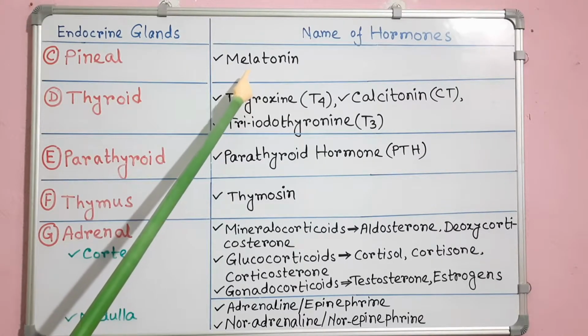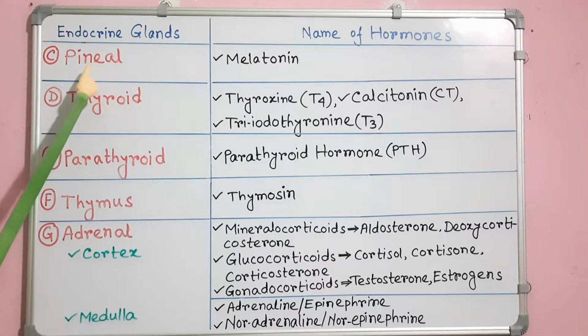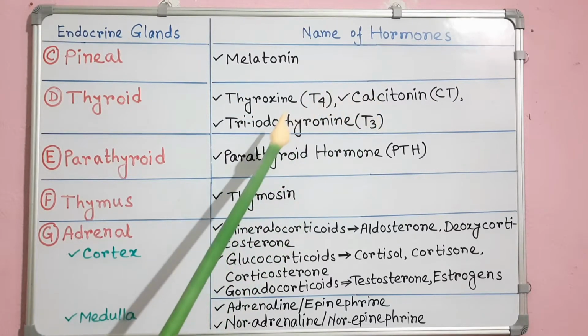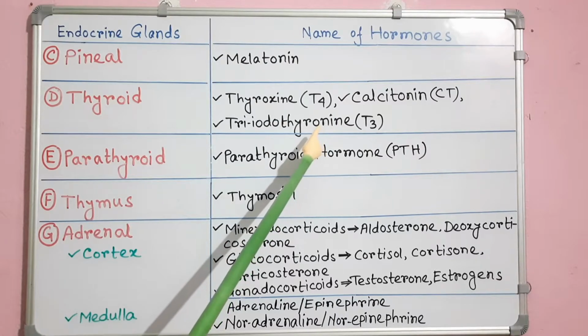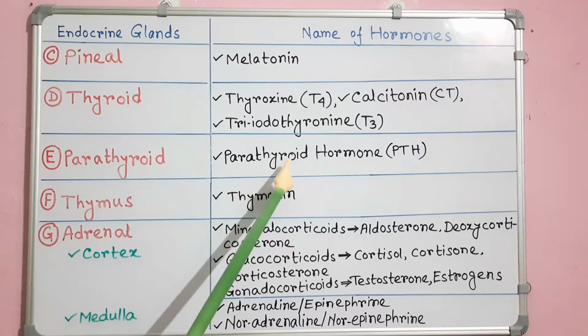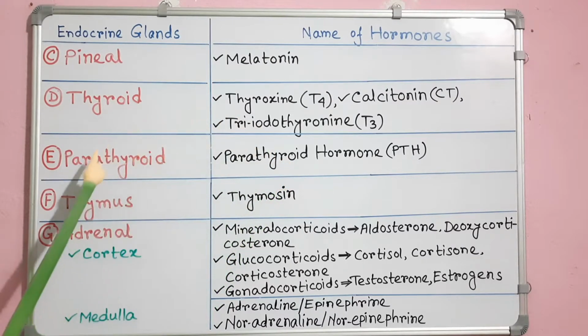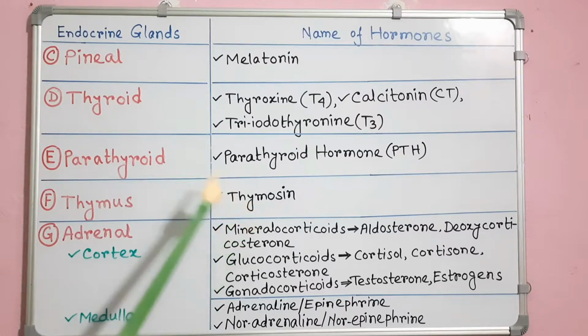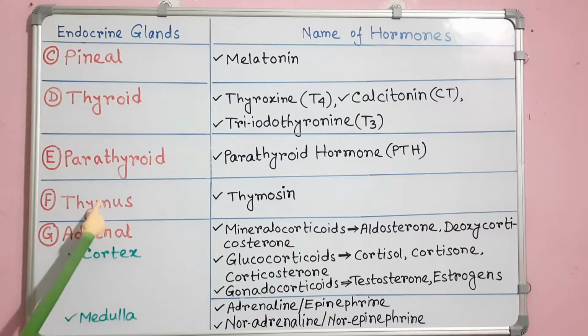Melatonin is released from the pineal gland. Thyroxine, calcitonin, and triiodothyronine hormones are released from the thyroid gland. Parathyroid hormone is released from the parathyroid gland. Thymosin is released from the thymus gland.